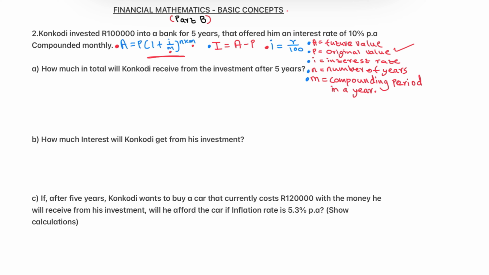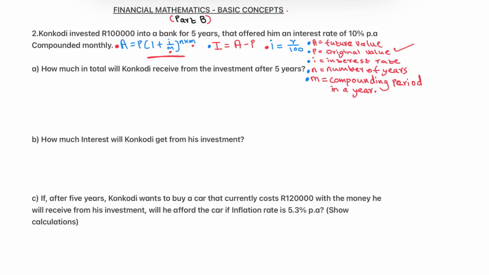Our A is still our future value. P is still our original value, right? So to get interest, you just take the future value and subtract the original value. And now the small letter i is our interest rate, right? So an R is the one that you see on the question. When they say 10% per annum, that 10 is our R.